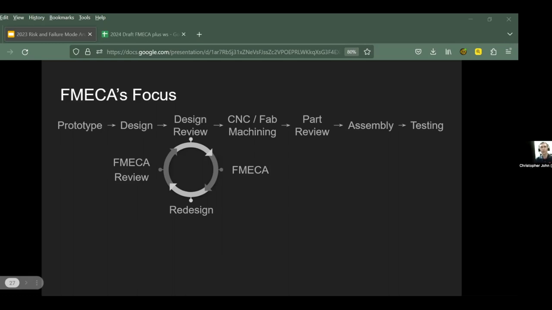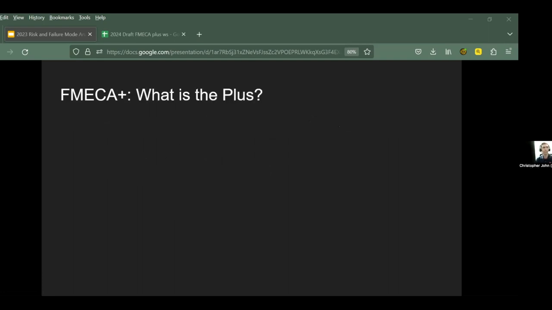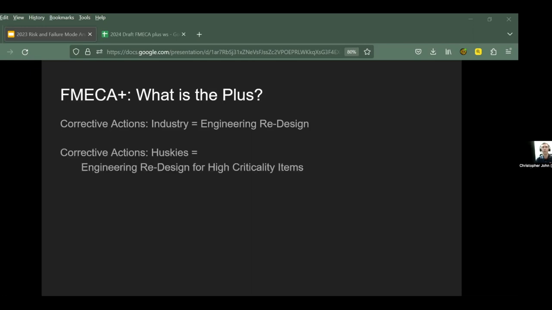So I teased you earlier with FAMICA Plus. And so far, I've only really talked about FAMICA. FAMICA Plus is not a subscription service like PlayStation Plus or Disney Plus. Last year, Mr. MG said to modify the industry-specific FAMICA spreadsheet to make it a tool that the team could use. As different people worked with it, we found that we needed a few more different kinds of actions to take. During the design process, most of our corrective actions for higher criticality items, if not all, should be a change to the design. This is an engineering change, just like in the industry. And it's the only way to make a change to the severity or the occurrence that we've applied.